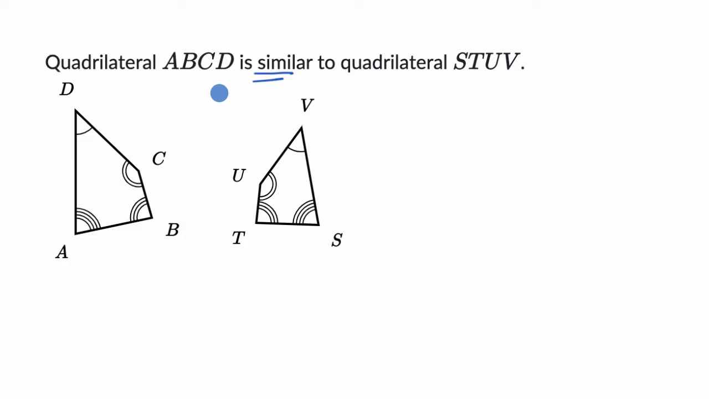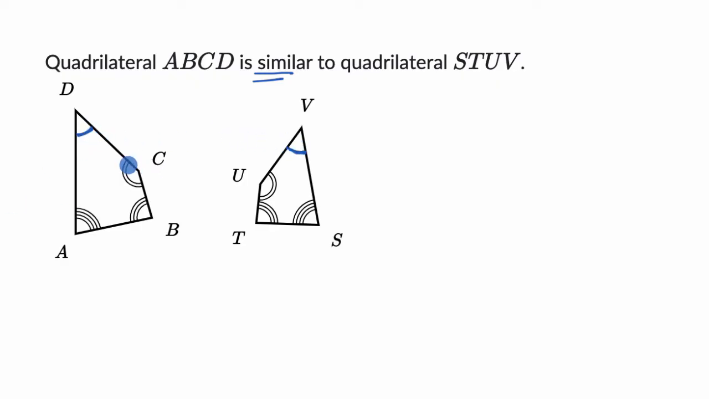Well, the first thing that similarity tells us is that the measure of corresponding angles is going to be the same. And they've actually already marked it up that way by the number of lines. For example, we have one line right over here at angle ADC. And we can see the way they've marked it up that that's corresponding to angle UVS right over here. And by putting one line right over there, they're saying that the angle measures are going to be the same.